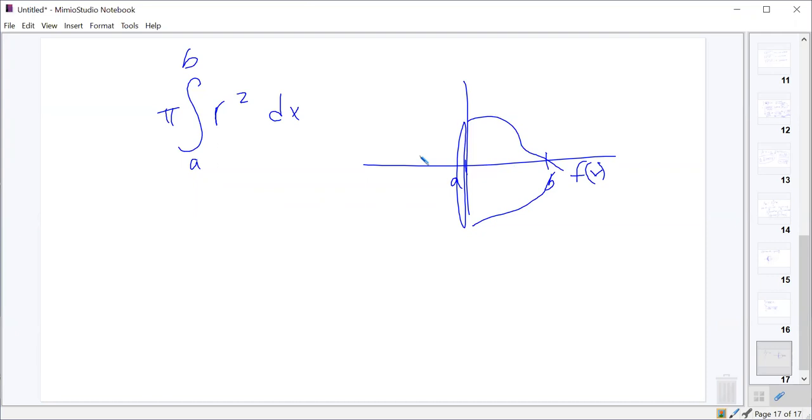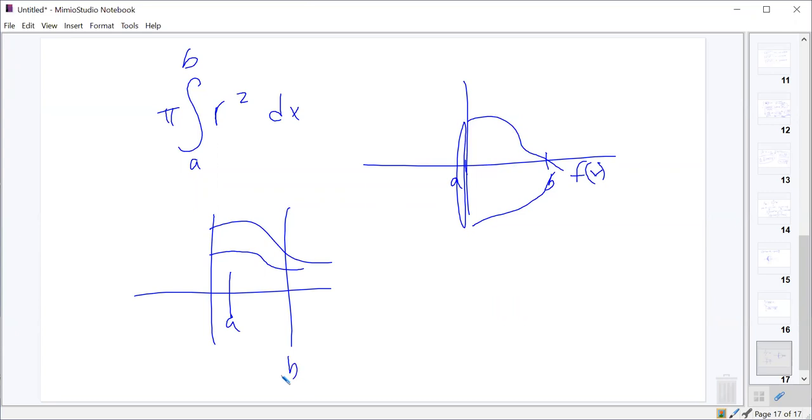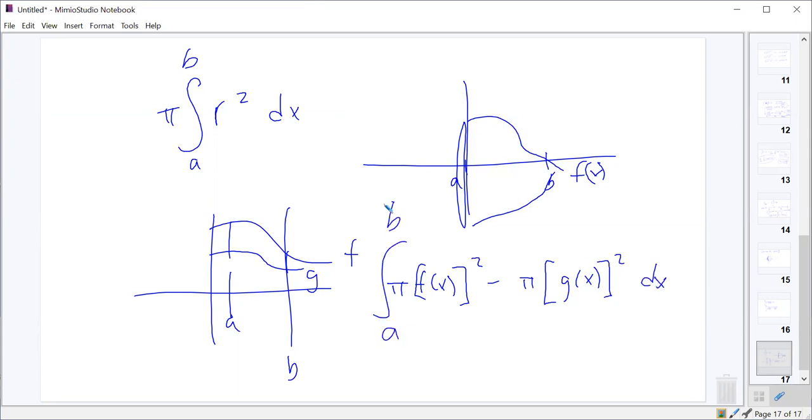If we are looking at a function that is not fully pushed up against the axis, like we might have two different functions here, right? And we say we're going to go from a to b, take this section right here and revolve it around the x-axis. That's f and g. We've got to do pi times the outer radius squared minus pi times the inner radius squared to find that one.